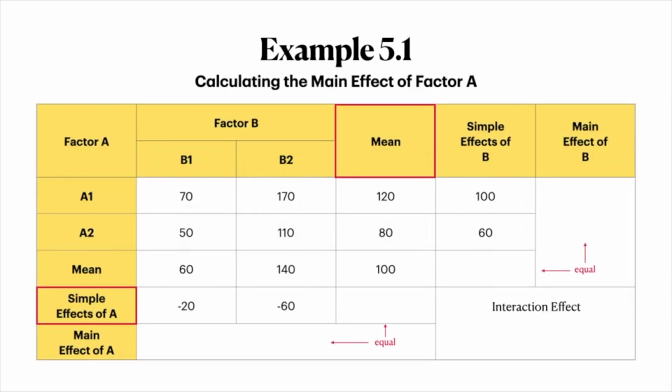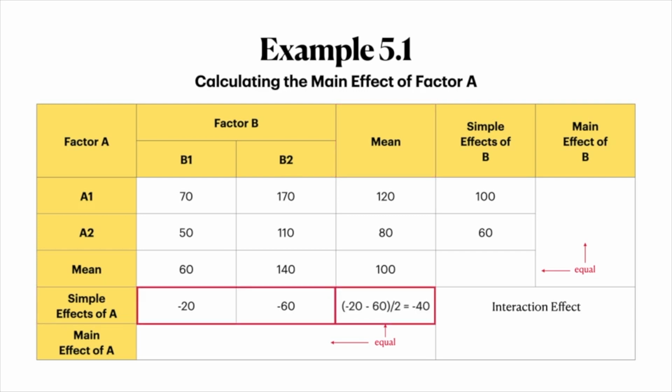Now, this value has a particular location in the two-way table. It's in the cell at the intersection of the column and row corresponding to the mean of the simple effects of A. And so we're averaging the simple effects of A, negative 20 and negative 60, and putting that average into the mean column for that row. And so we see that negative 20 minus 60 over 2 is equal to negative 40. And so that's where that value would go. And that cell, therefore, gives us the main effect of A.